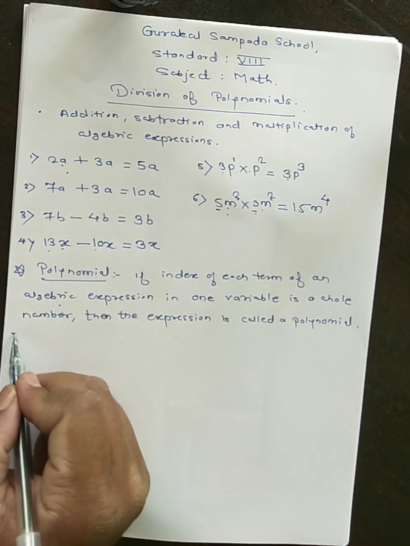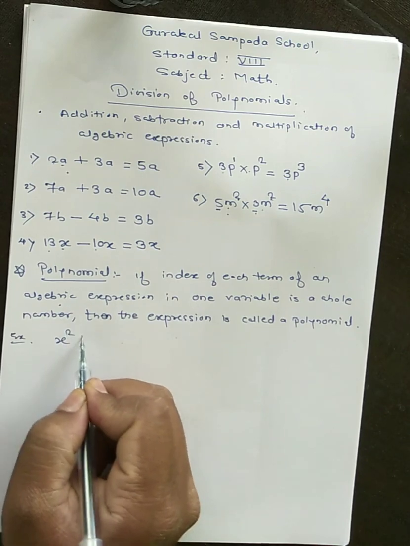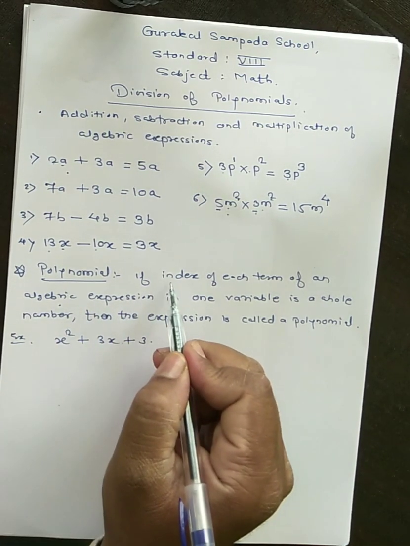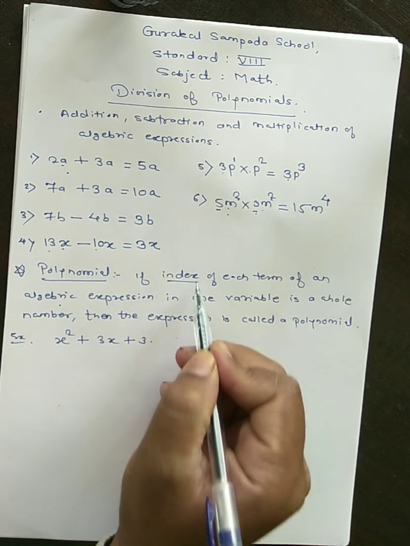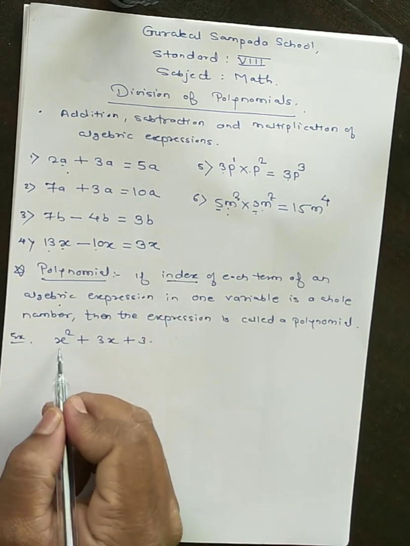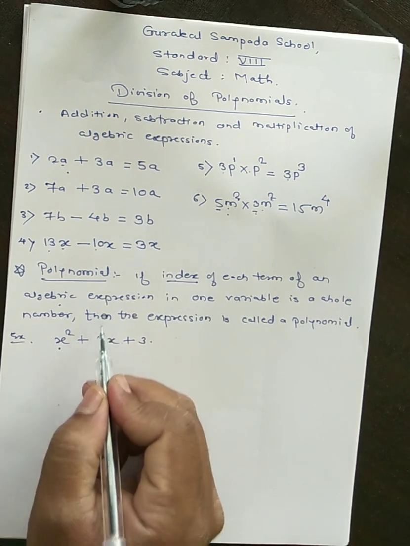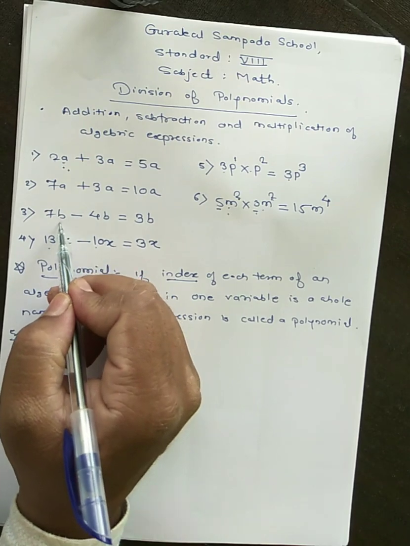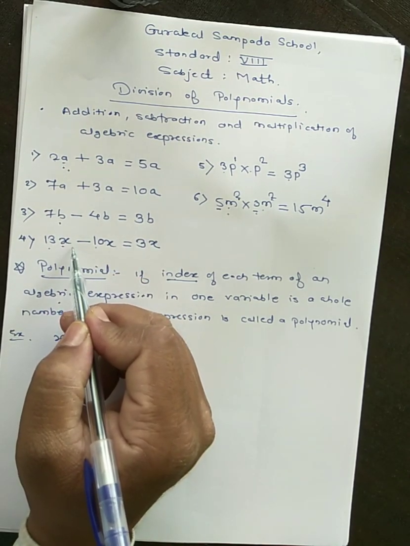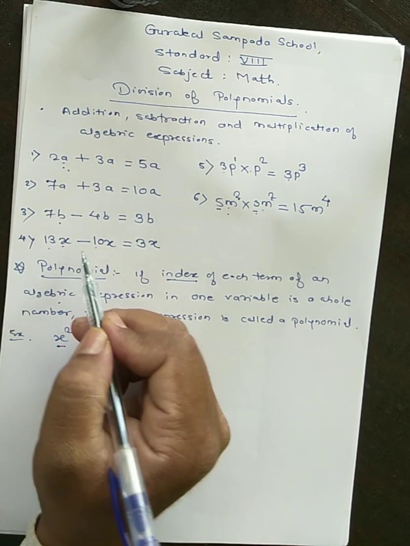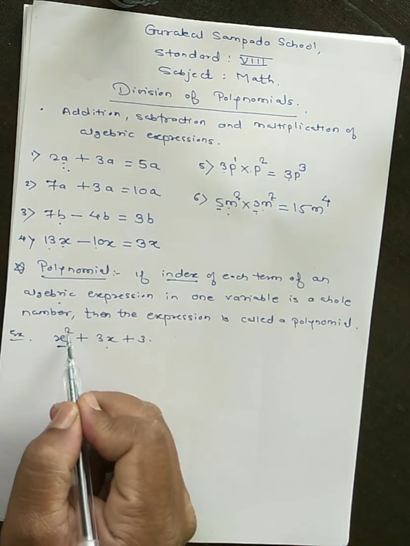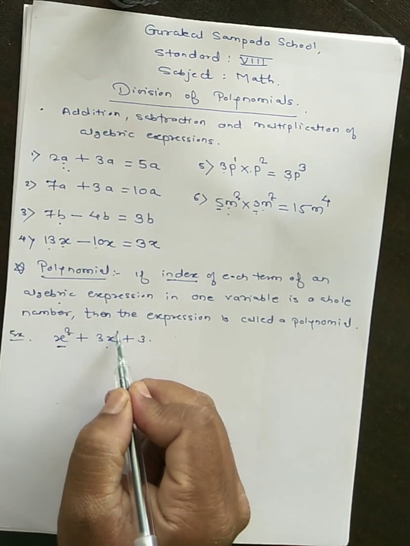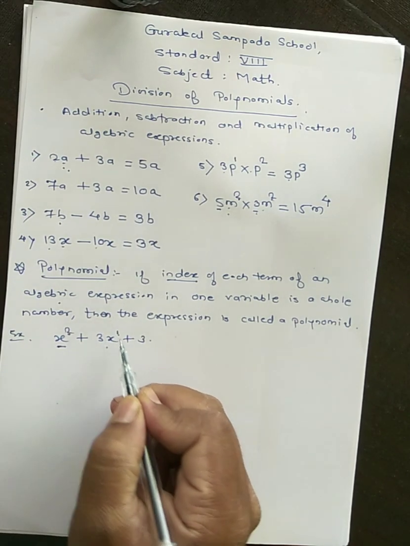Suppose here consider one example, x square plus 3x plus 3. Now what is meant by index? Index indicates the power of the variable. Now in this case x is the variable, in this case a is the variable, here b is the variable, here x is the variable. The power of x here is 2, so 2 is called the index. Here nothing is written, which means the power is 1, so the index is 1.